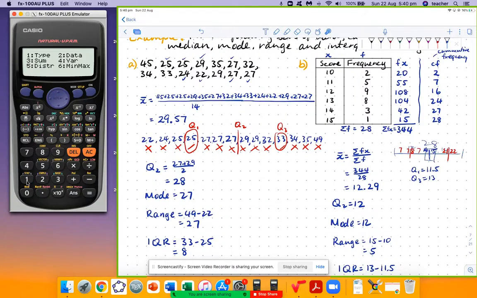You're going to get a statistics menu. So you've got type, data, sum, var, distro, and min-max. What we're going into is var. Okay, so var, so we're going into 4. And to find the mean, it is number 2. And you can see X bar is the notation that we use. So we're going to press 2 and then equals. And hopefully, yes, that's exactly the same. Okay, so you can see we did that calculation exactly the same.